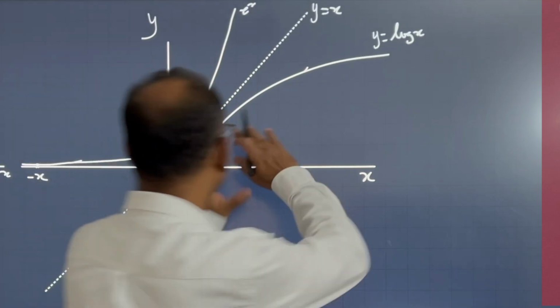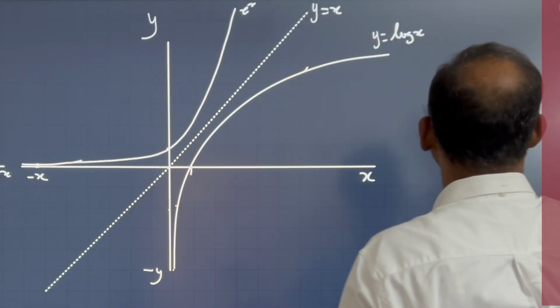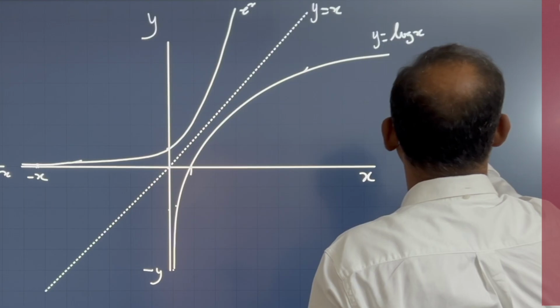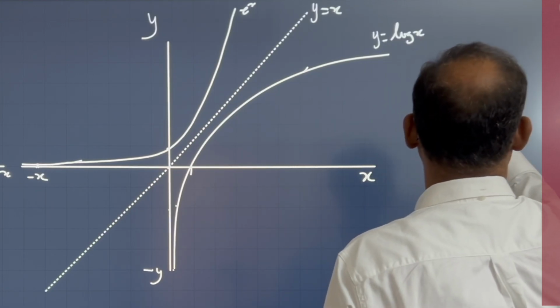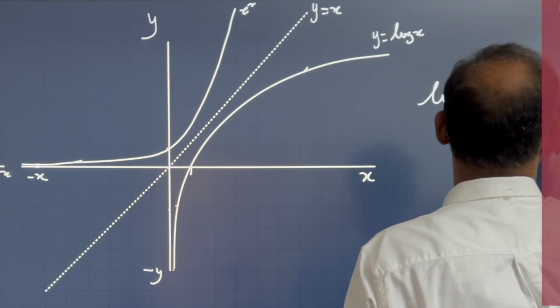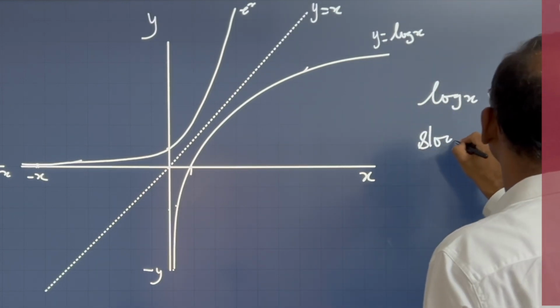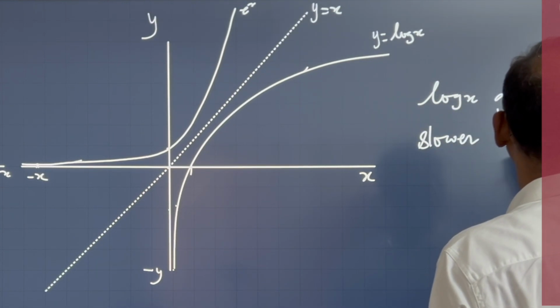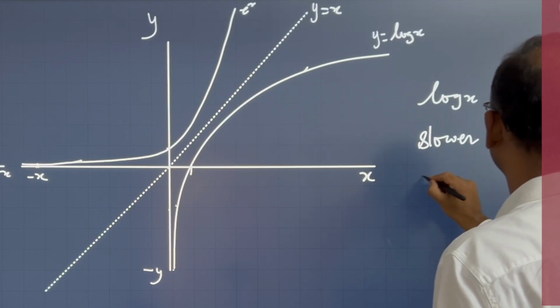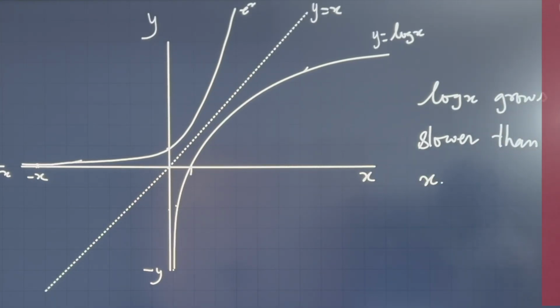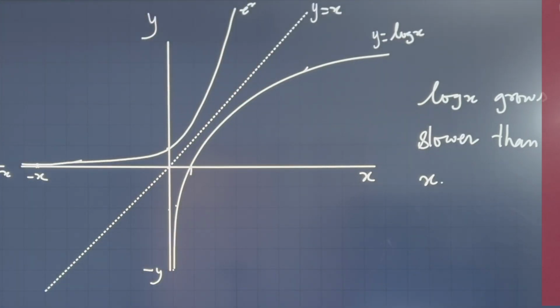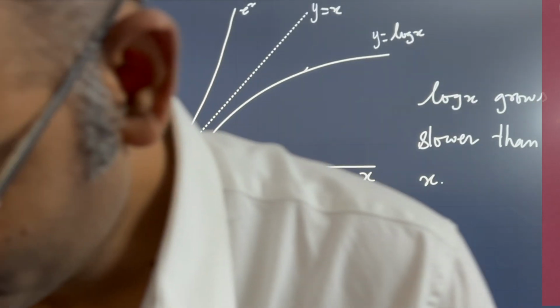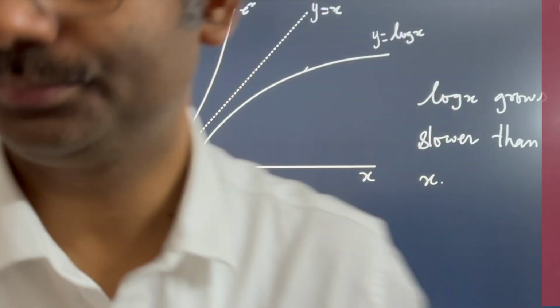Okay? So from the graph here itself you can see that log x, this function grows slower than x. Agreed? That's a useful thing to know. You will have problems where this information will be very useful. Any questions so far?